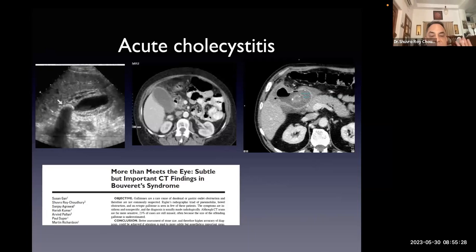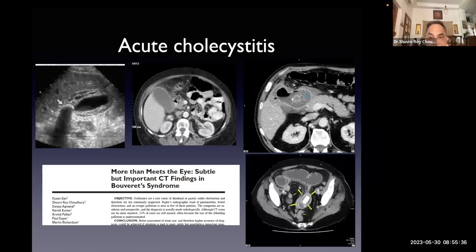So this is yours truly. So it's my paper really of subtle but important CT findings of Bouveret syndrome. And this is another example of that. See, what you can see. So I'll tell you, Makonda, how it came by, right? The first case, so I discovered this sign.